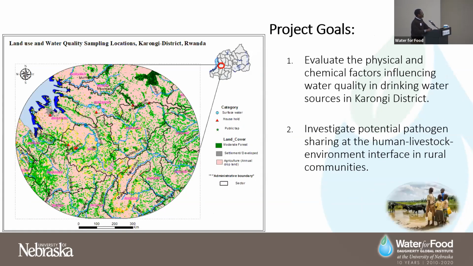Our project goal is mainly to evaluate the physical and chemical factors influencing water quality in drinking water sources in our area of interest, the western part of the country, Karongi district. The next goal is to investigate the potential pathogen sharing at the livestock-human interface.